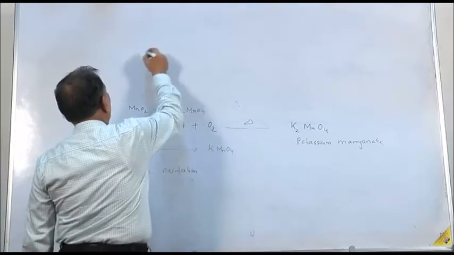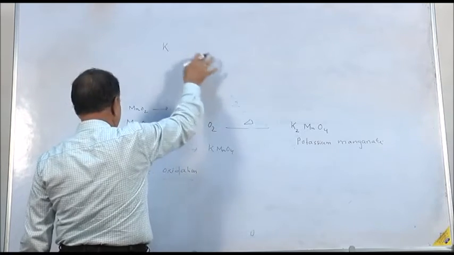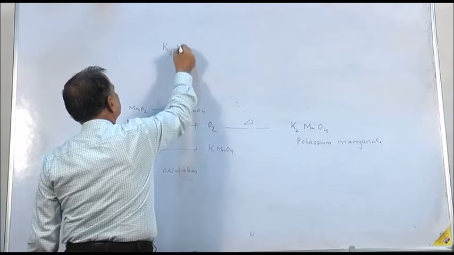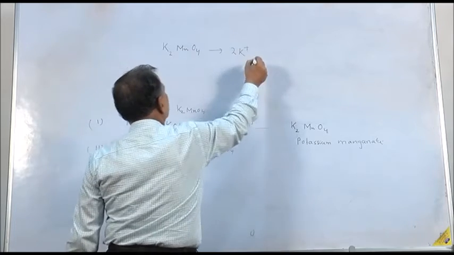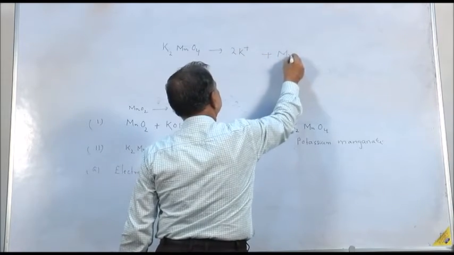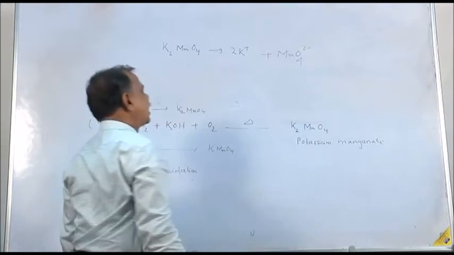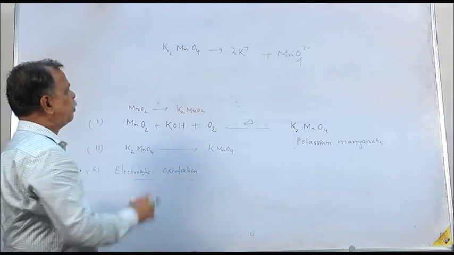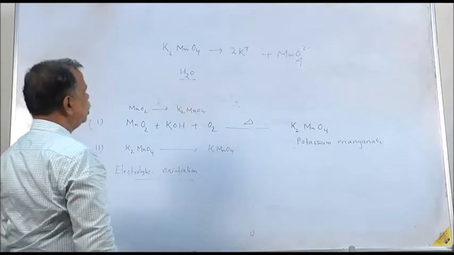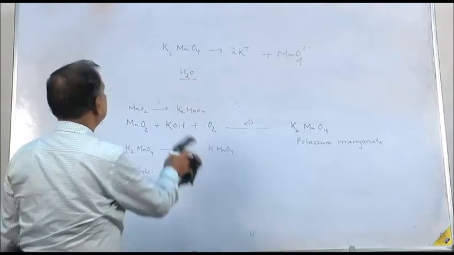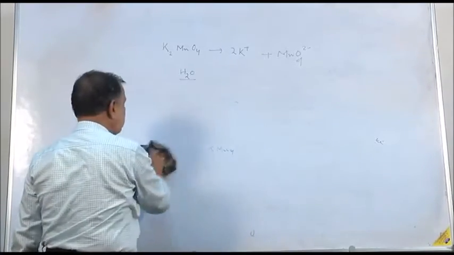it forms K2MnO4; on electrolysis, like KCl gives K plus and Cl minus, NaCl gives Na plus and Cl minus. K2MnO4 forms 2K plus and MnO4 2 minus, the manganate ion. That solution means that water is also there. So on electrolysis of potassium manganate, there are two parts, one is electrode cathode and anode.